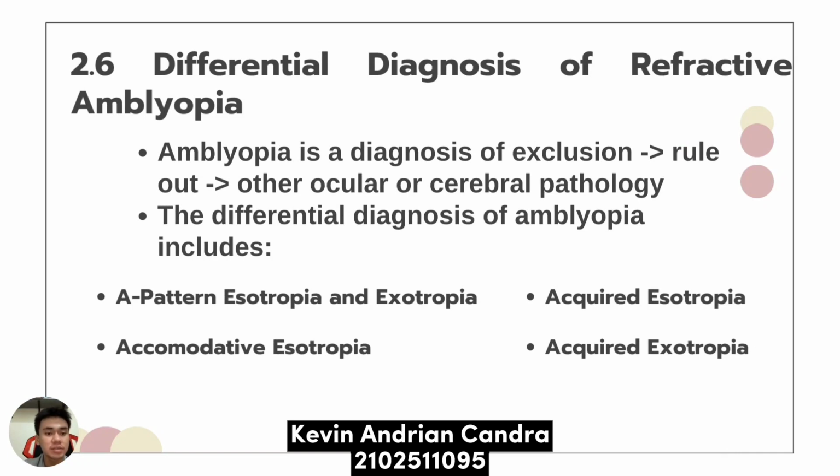Today I will explain the differential diagnosis of refractive amblyopia. Amblyopia is a diagnosis of exclusion, in that it can only be diagnosed when all other ocular or cerebral pathology has been ruled out as a cause of reduced visual acuity.